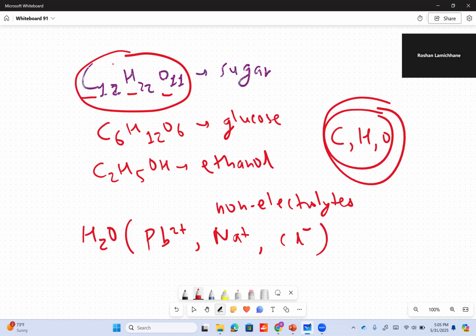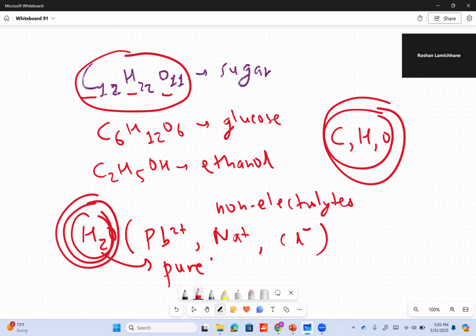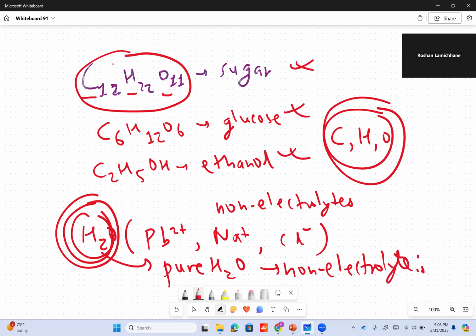But somehow, if I'm able to remove all the ions, if I have only water molecules present in that sample, which I'm going to call pure water, that is an example of a non-electrolyte. Right, so make sure you're comfortable with these examples of non-electrolytes.